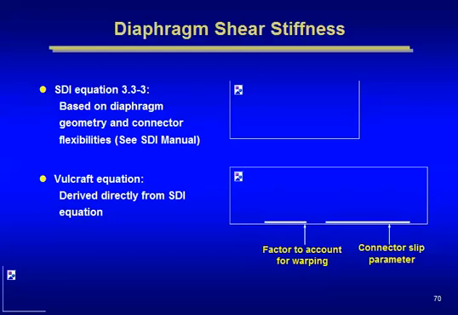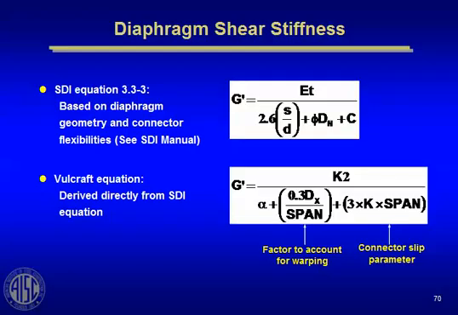Okay, if you look in the metal deck catalogs, either the Steel Deck Institute catalog or the Vulcraft catalog or anyone like it, you'll see equations and tabulated values for G prime. And here's examples of what those equations look like. The one on the top is the general equation developed by Luttrell at the University of West Virginia, where G prime is a function of E T 2.6 S over D plus phi D sub n plus C.